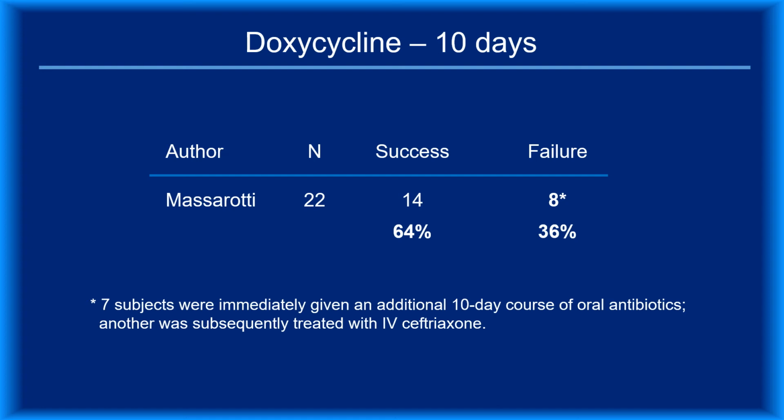The original study had an interesting design in that subjects who were judged as treatment failures at 10 days were automatically offered retreatment. After the first 10 days of doxycycline, 7 subjects were immediately retreated, and an 8th subject relapsed later on and ultimately received IV ceftriaxone. Thus, the success rate for 10 days of doxycycline was 64%.